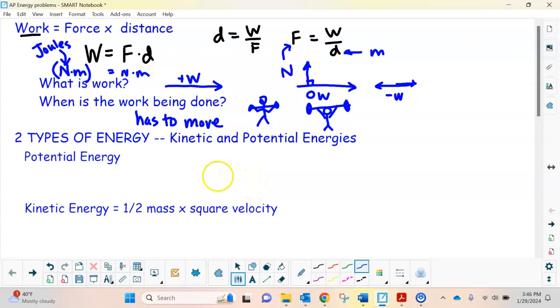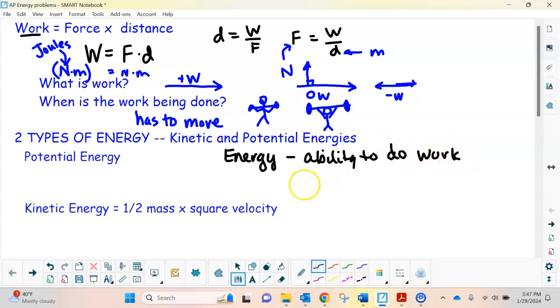Okay, next thing's next. Energy is the ability to do work. So these things are related. There's 2 types of energy. I should probably write down that first definition that I said here. Energy is the ability to do work. Okay, and sometimes you'll see that's also the ability to cause change. And so you can look at it either way.